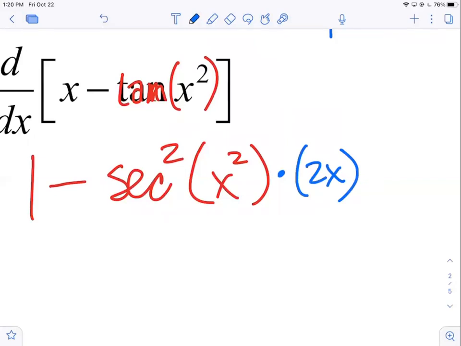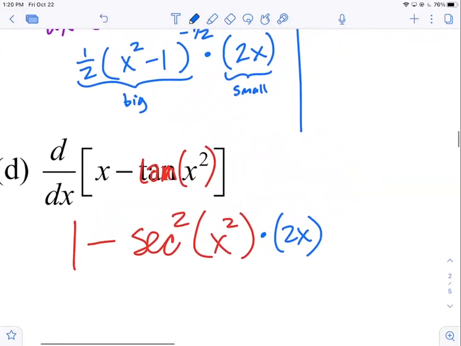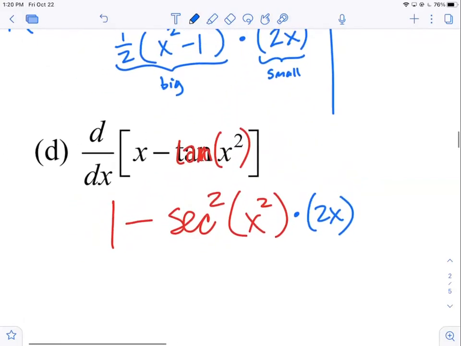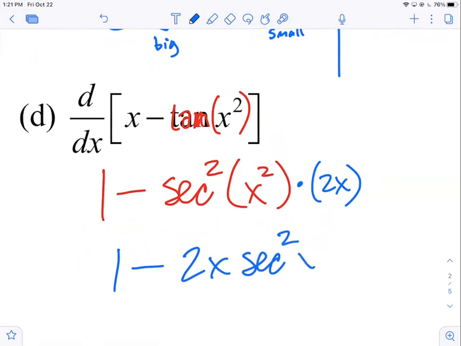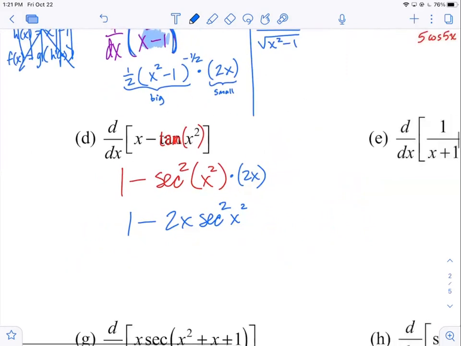That 2x does not get multiplied by both terms, by the 1. You have to unpack the boxes as you get to them. So it's only that second term. So if you clean this up, this is 1 minus 2x secant squared of x squared. There you go. Kaboom, right? Chain rule. It's fun. It's easy. It's been easy.